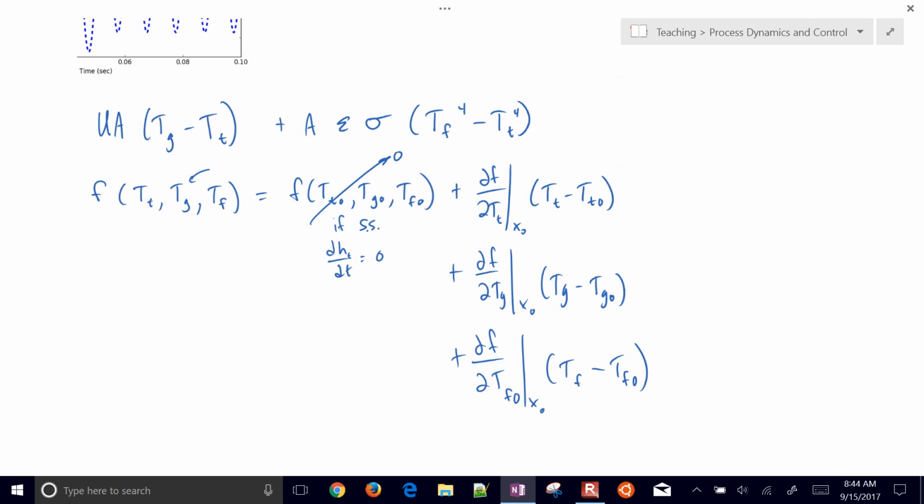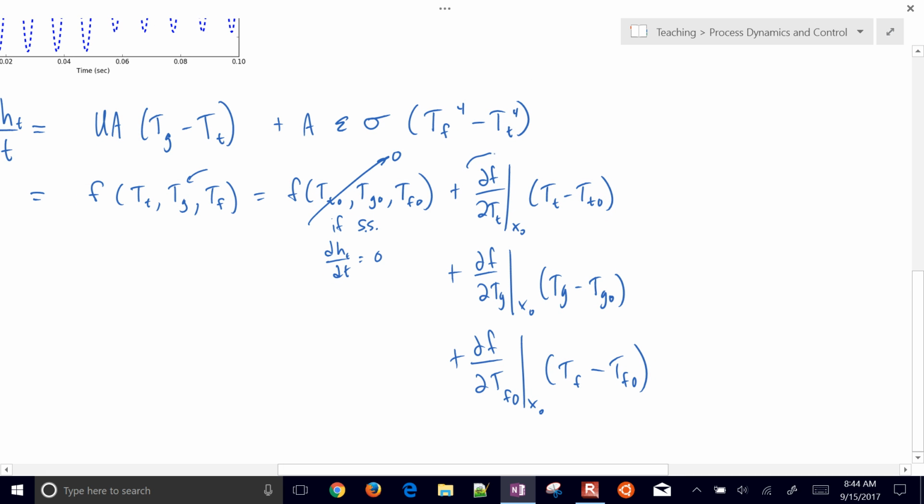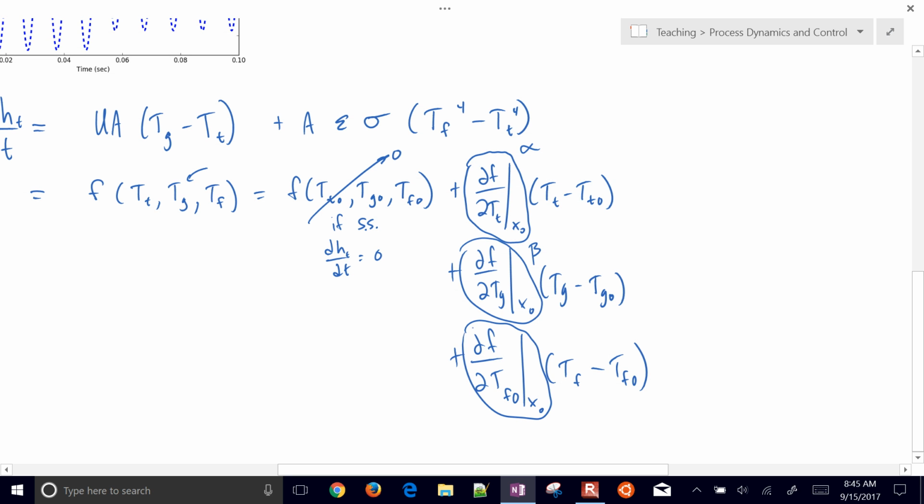Let's go ahead and calculate these partial derivatives here. I'm going to call this one alpha, and we'll call this one beta. And then we can call this one gamma. These are all just going to be constants in the end.